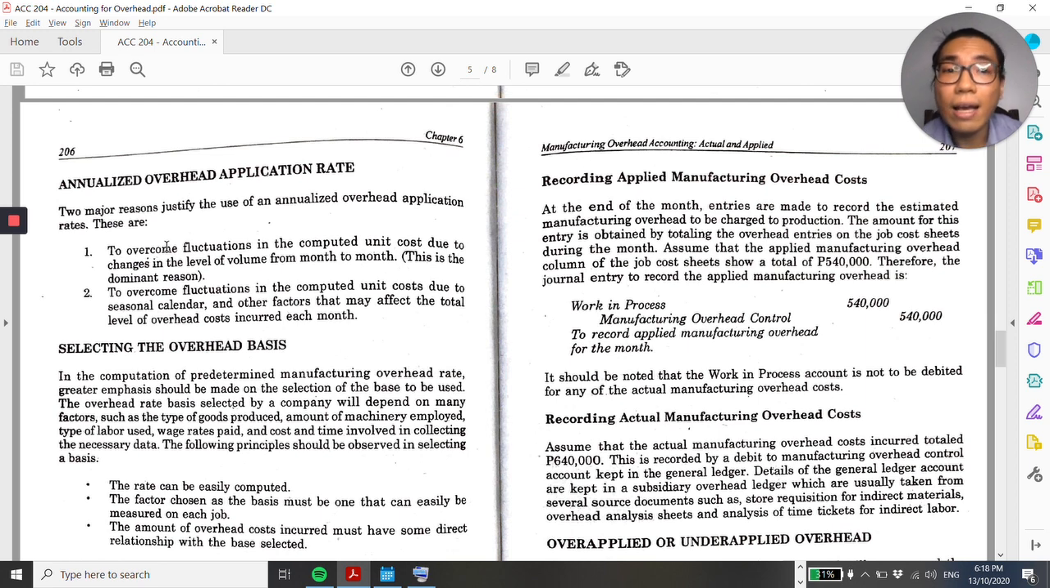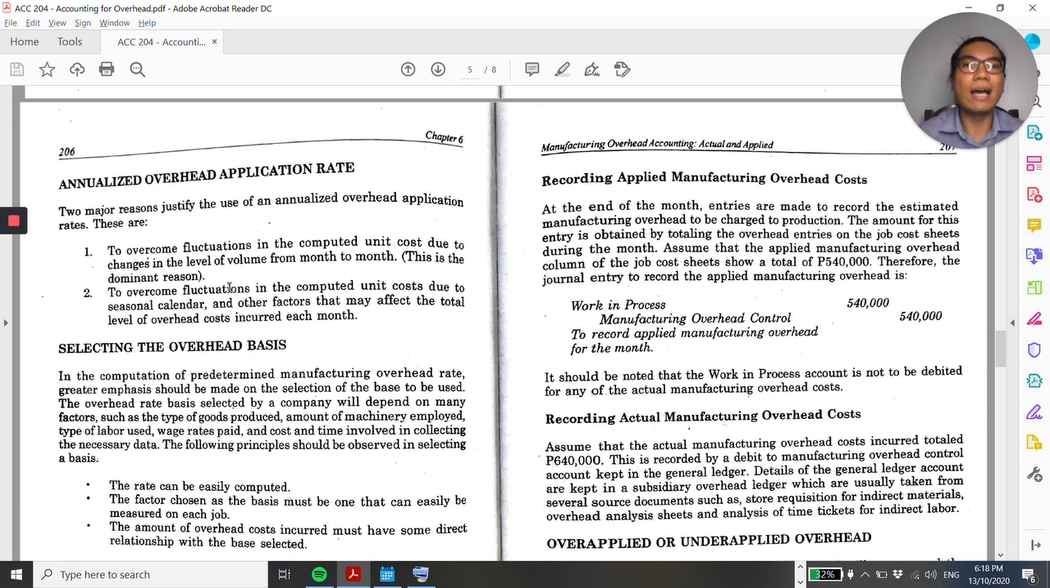And then another factor bakit kailangan nating i-annualize yung overhead application rate natin or bakit mas beneficial siya for management is to overcome the fluctuations naman in the computed unit costs due to seasonal calendar. Particularly like yung mga halimbawa, pasta. Very in demand ang pasta kapag may special occasions, katulad ng bare months natin. So, mas malaki yung possible na ma-incur na overhead costs pag high yung production sa mga seasonal period na to. So, better kung i-apply natin siya evenly all throughout the year.